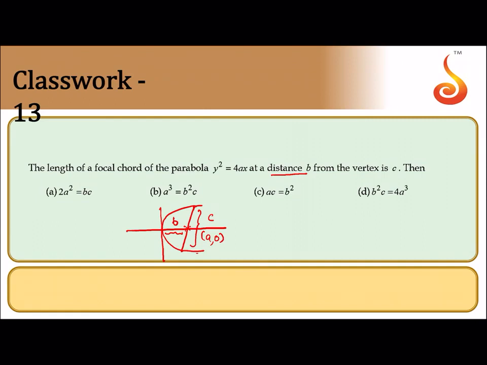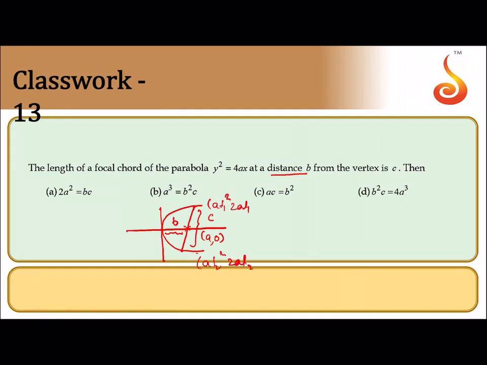So length of focal chord means this total distance, you have to find it out. Length of focal chord of a parabola y square equal to 4x at a distance b from the vertex. So they are talking about the perpendicular distance. So in this case, from the vertex, you have to find the equation of a focal chord.